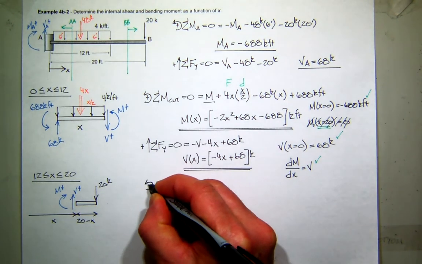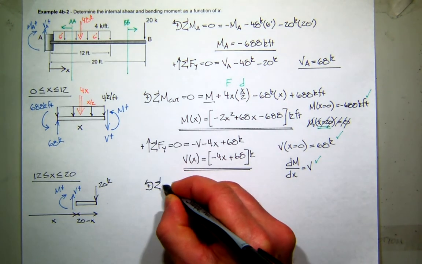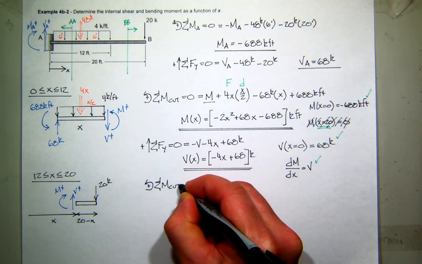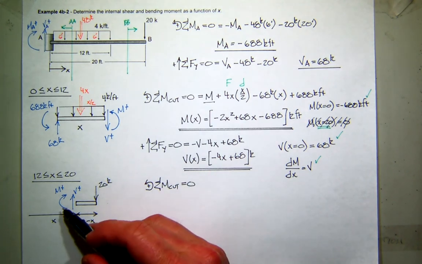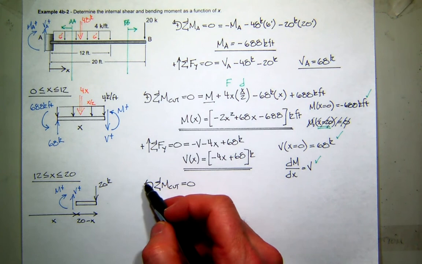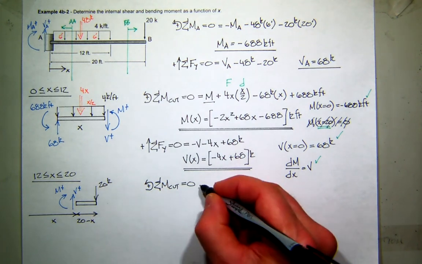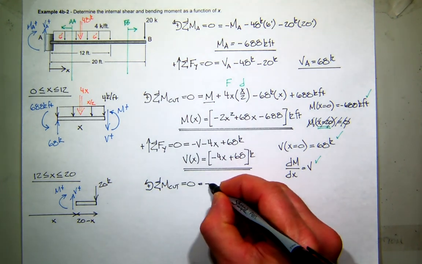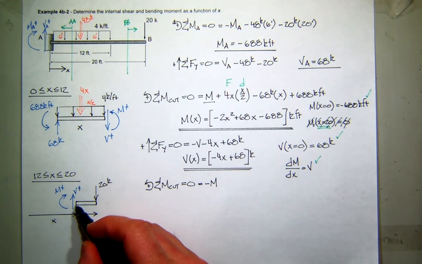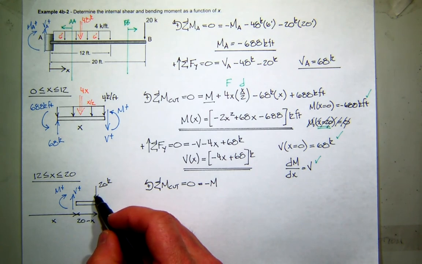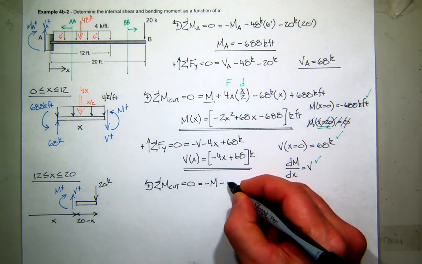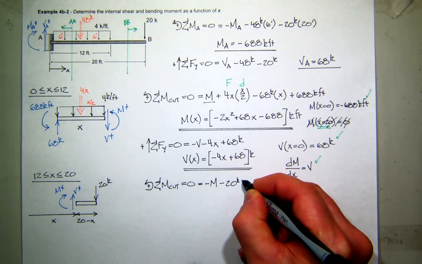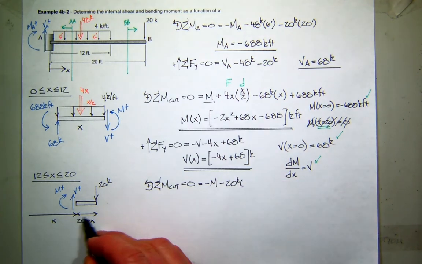So again, I'll sum moments at the cut. Make sure I'm in equilibrium. So what kind of moment is this with right-hand rule? Positive or negative? It is negative. And about the cut, this 20 kip force also creates negative moment. So it'll be 20 kips, and what's the moment arm? 20 minus x.